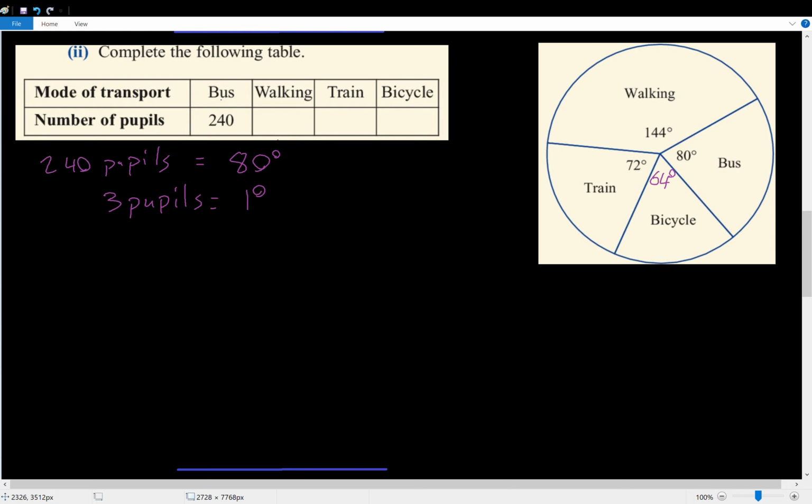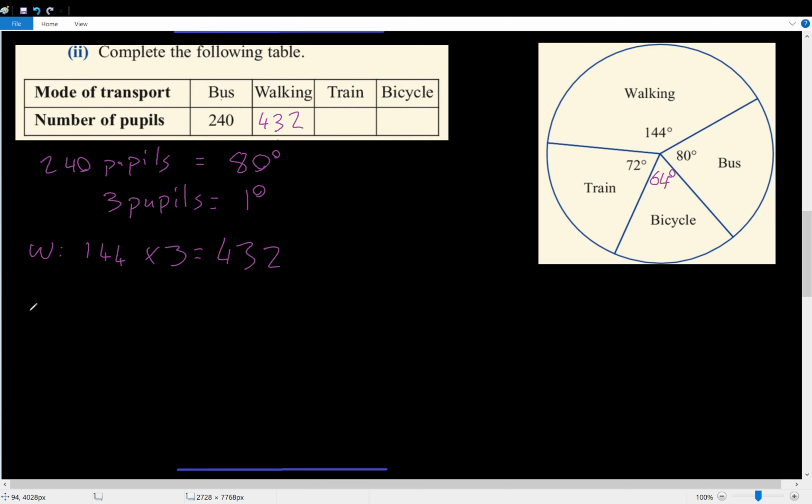So now what we can do is we can say for the walking section, it's a 144 degree section, and we know that each of those degrees represents 3 pupils, so it's 144 times 3, and when we multiply 144 times 3, we get 432. So we can fill that in. 432 students walked to school.